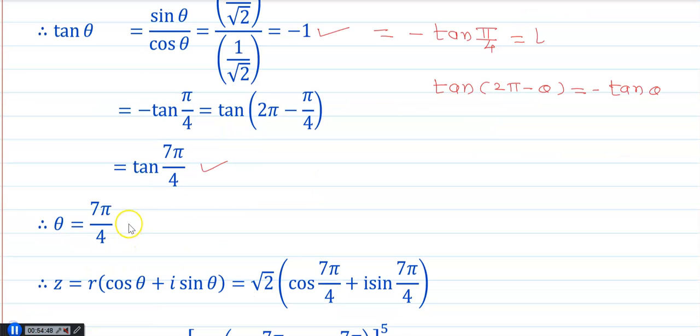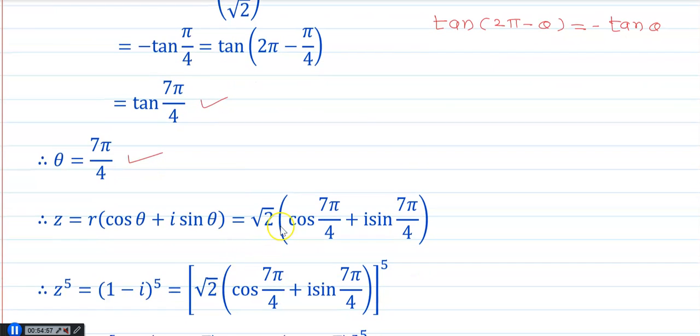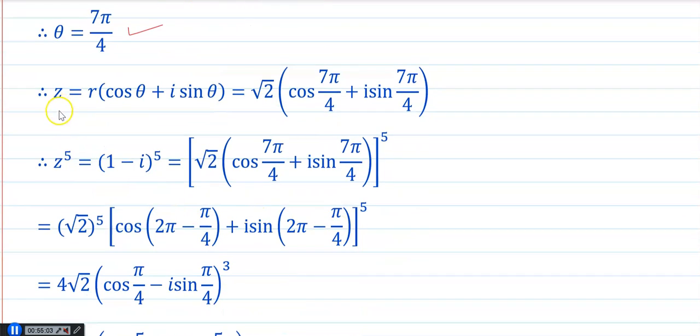Now, next, theta is equal to 7 pi by 4, and therefore z is equal to r in brackets cos theta plus i times sin theta. R is root 2, cos of 7 pi by 4 plus i times sin of 7 pi by 4. And therefore, z raised to 5 is equal to (1 minus i) raised to 5, and in square brackets, root 2 (cos of 7 pi by 4 plus i times sin of 7 pi by 4) raised to 5. Next, root 2 raised to 5.